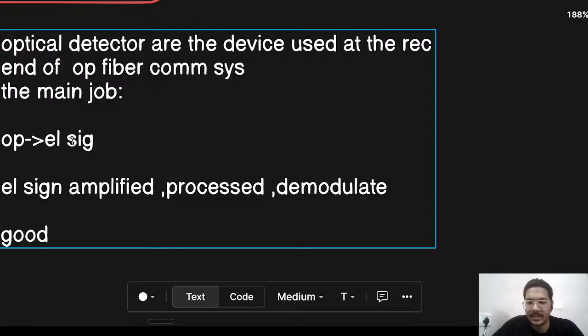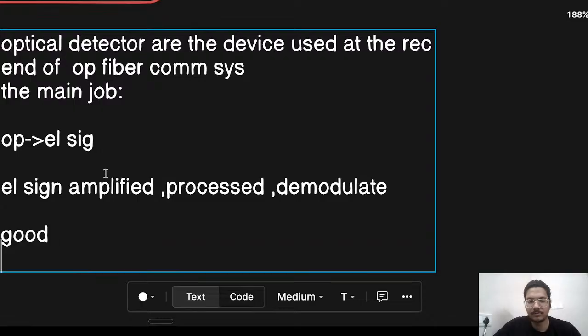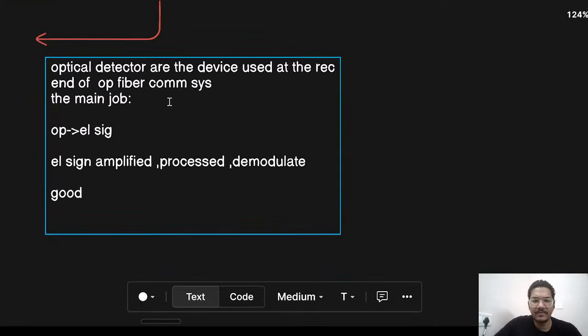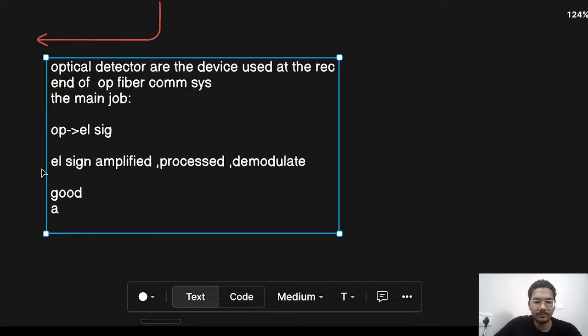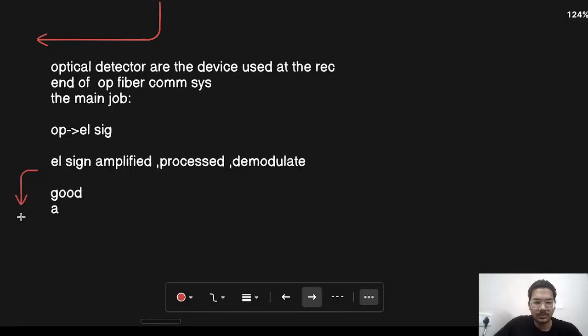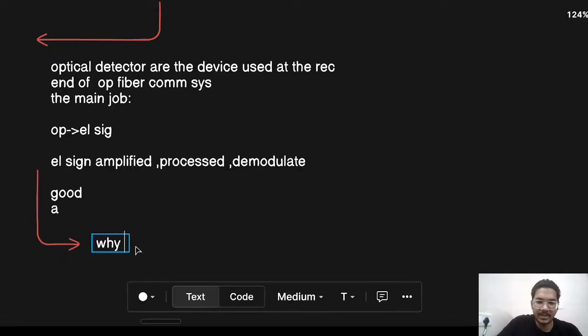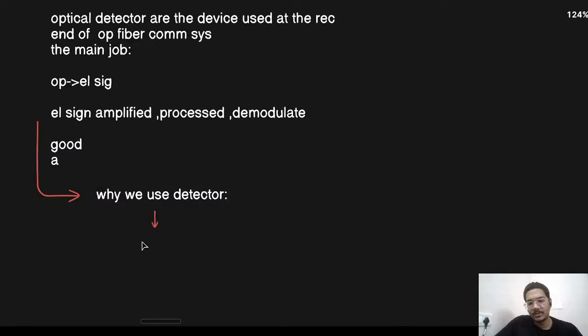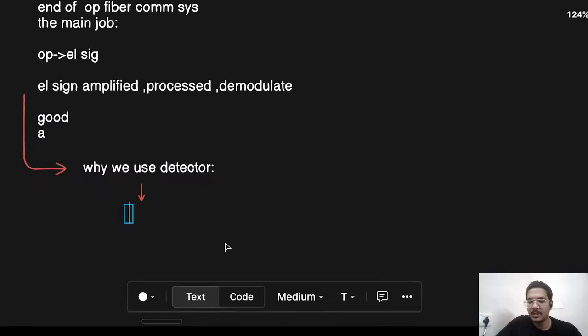Why are detectors important? Attenuation, dispersion, and noise accumulate along the fiber. So why do we use a detector? The detector must accurately extract the signal from the impaired light, thus improving the detector performance and the entire communication system.